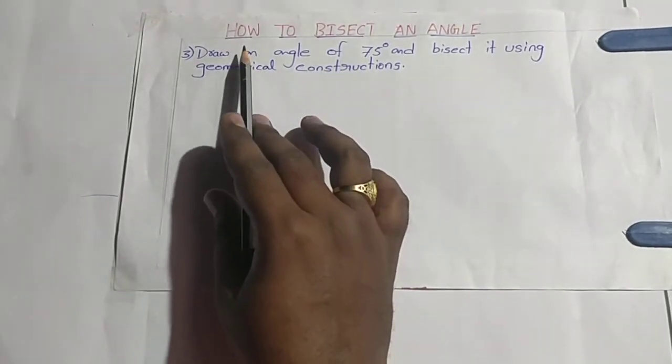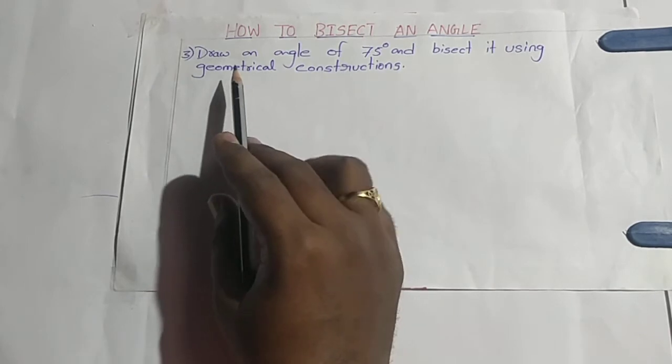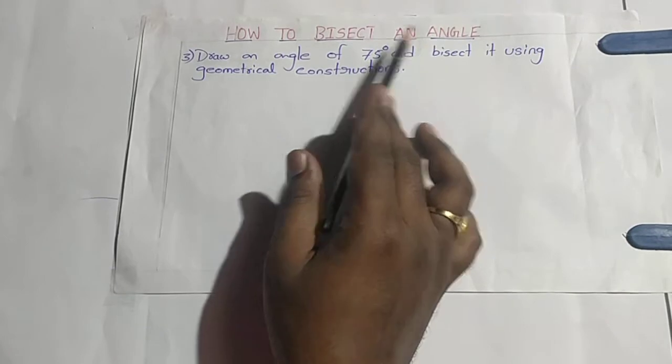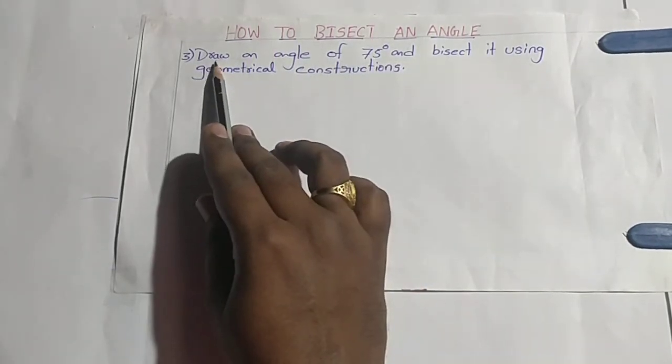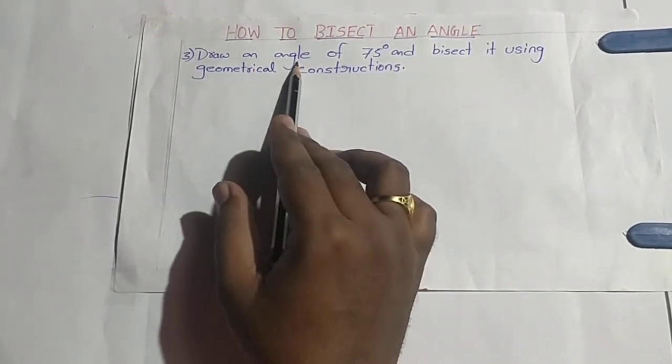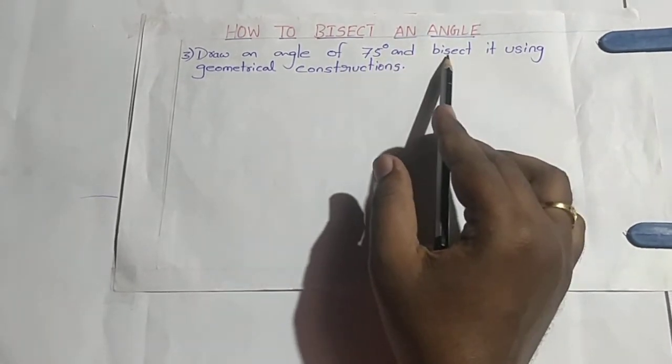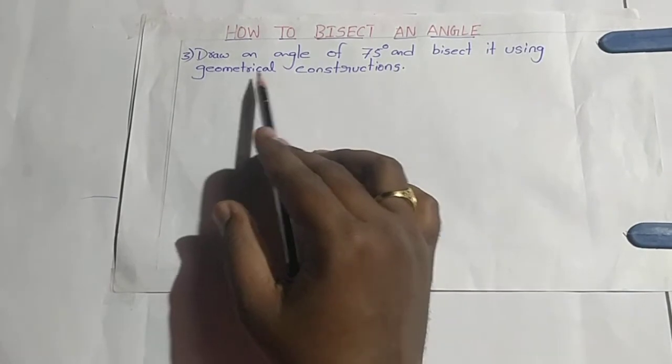Myself, A. Ramasnelu. Today I am going to explain how to bisect an angle. I have taken an example: draw an angle of 75 degrees, and bisect it using geometrical construction.